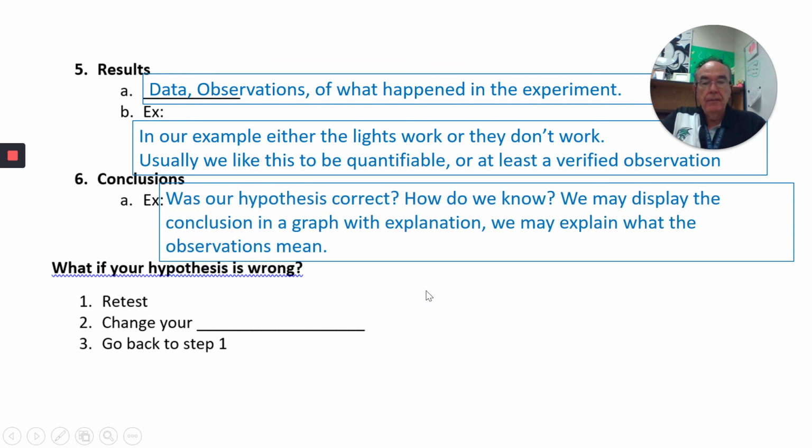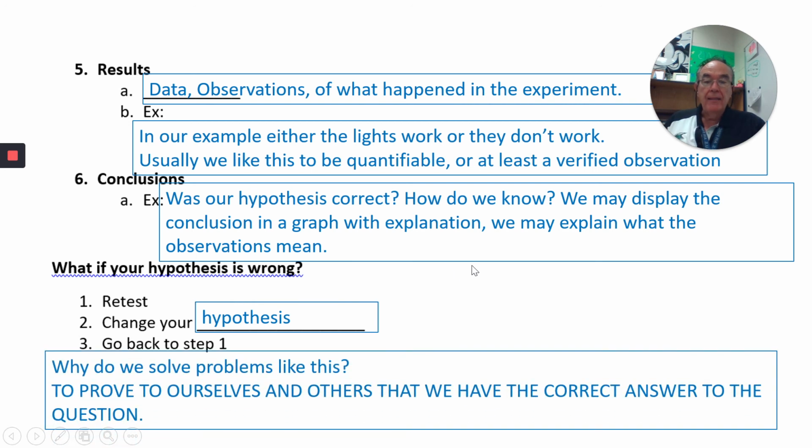And then conclusion. Our conclusion is going to be basically an explanation of, was our hypothesis correct, and how do we know? We may display the conclusion in a graph. We may explain it with what happened and what did our observation mean. And then lastly, we decide, was our hypothesis right or wrong? If it was wrong, we need to change our hypothesis, and we go back to step one.